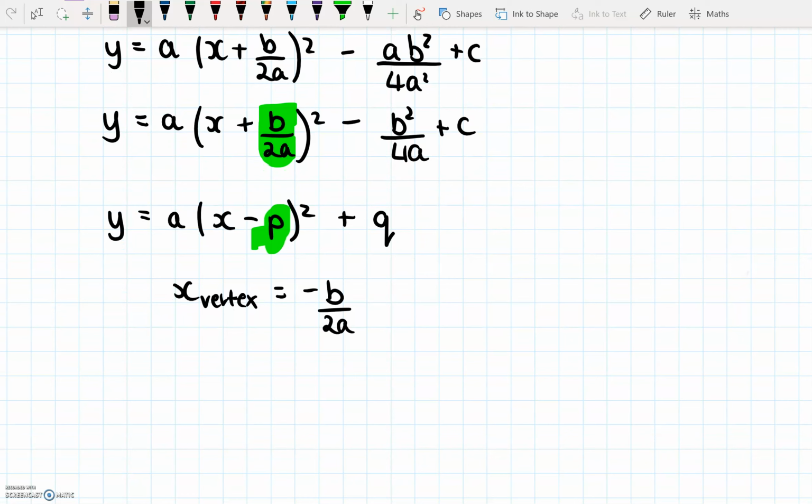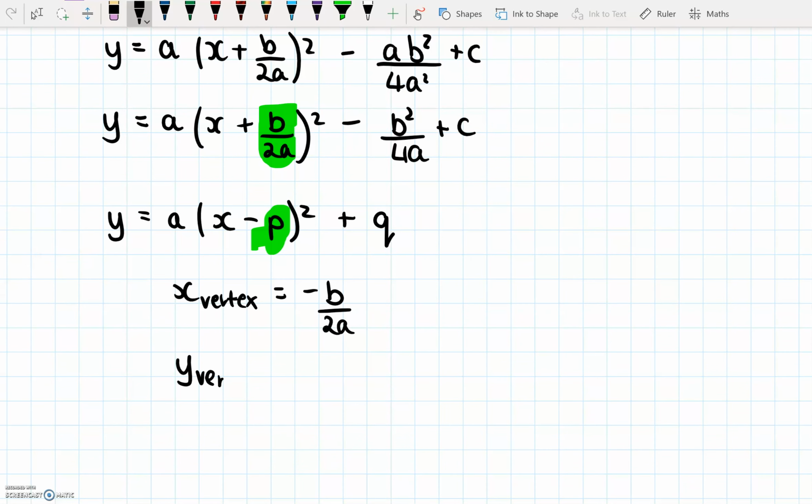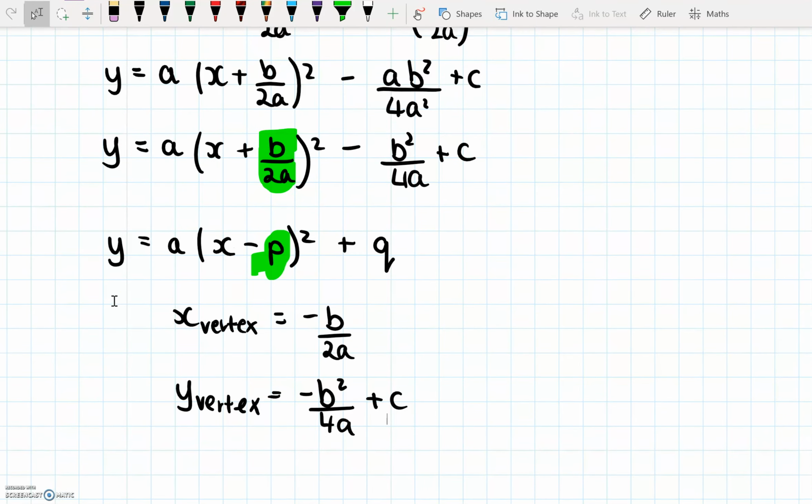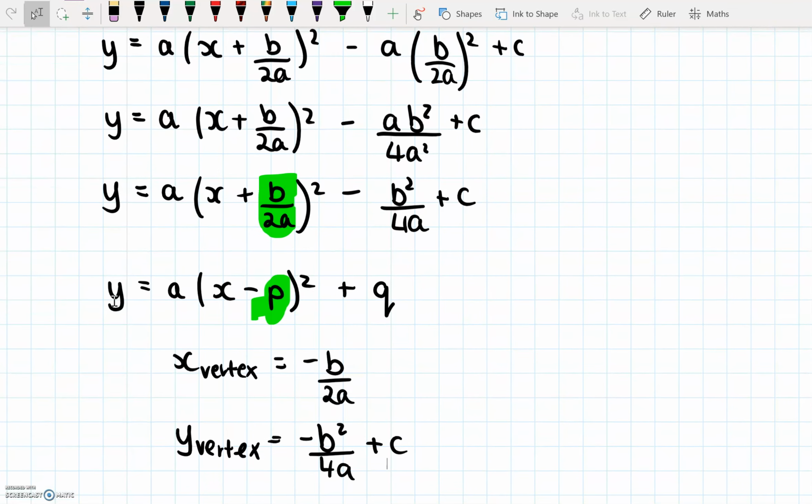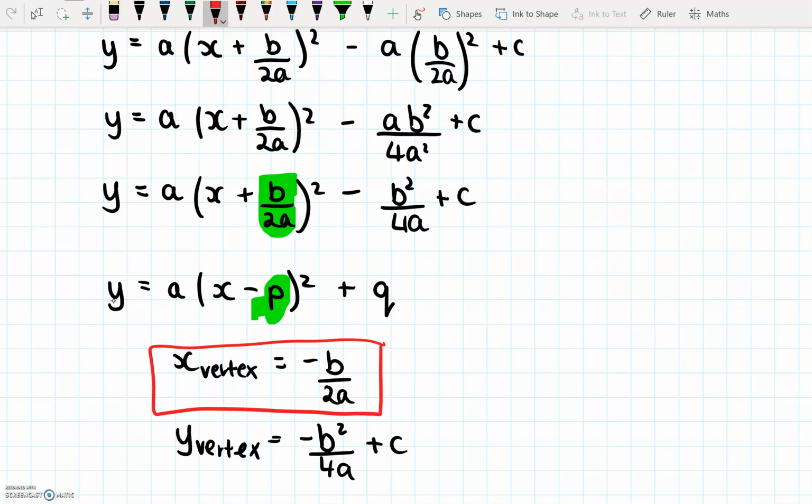And our y vertex, our q, is equal to negative b squared over 4a plus c. Now the second one's not important, we don't tend to actually use that. We tend to just use the x vertex because when we have the x vertex we can just substitute that in. But you can see that that's actually what we end up with as our formula, and later on you'll be able to test that out. But for now, this is the proof of how we get that x vertex formula: x vertex is negative b over 2a.